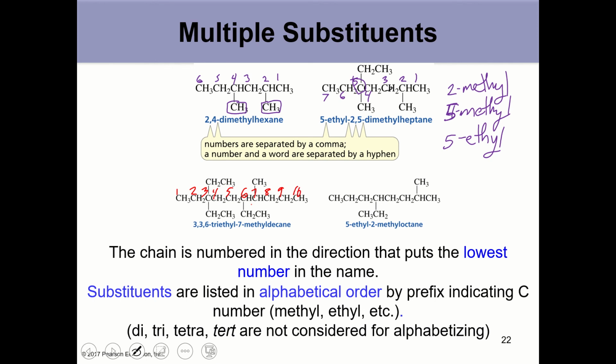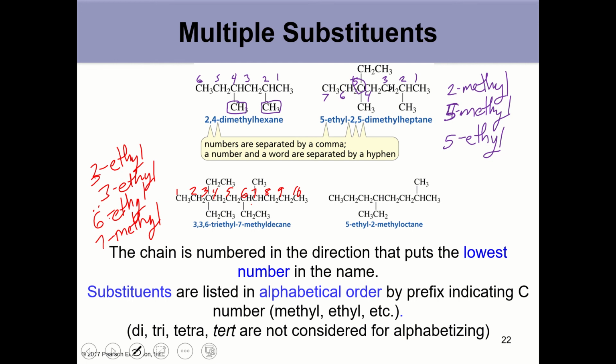And we have two ethyl groups at 3: 3-ethyl, 3-ethyl. And then an ethyl group at 6, 6-ethyl. And a methyl group at 7. And so putting ethyl alphabetically first, we have to state one number per ethyl. We have 3,3,6-triethyl, 7-methyldecane.